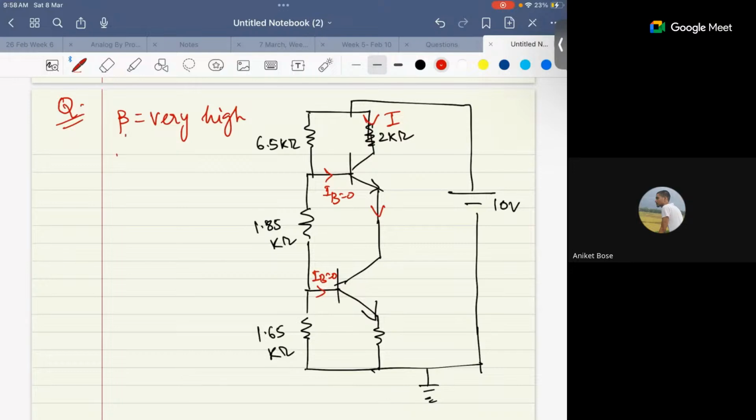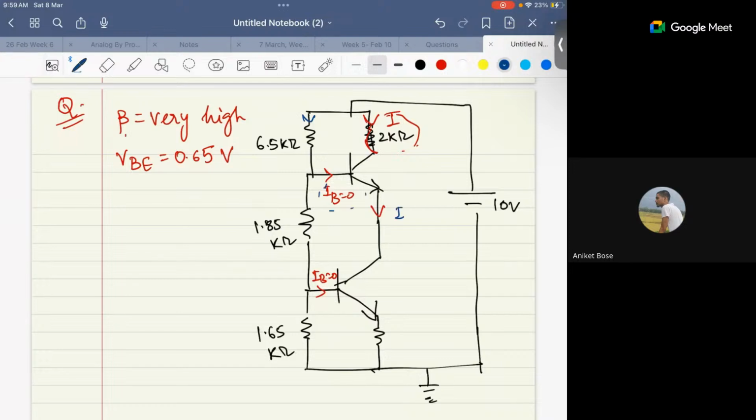The VBE for both the BJTs has been given as 0.65 volt. You have to calculate the current across this 2 kilo ohm. It is very simple. What will be the current? There is an I for both the collector and emitter. Both will be the same, right? Because there is no base current.